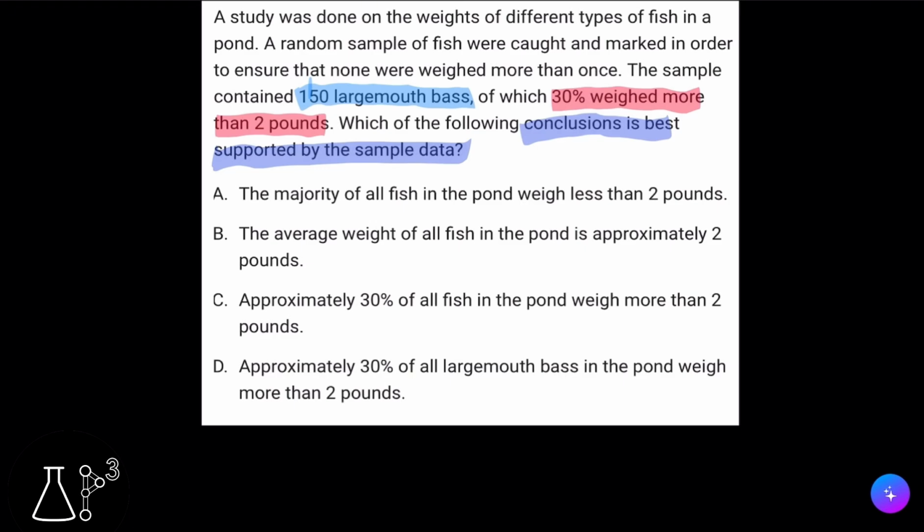The majority of all fish in the pond weighed less than 2 pounds. Well, let's look at the random sample. The random sample doesn't say all the fish. It specifically says largemouth bass.